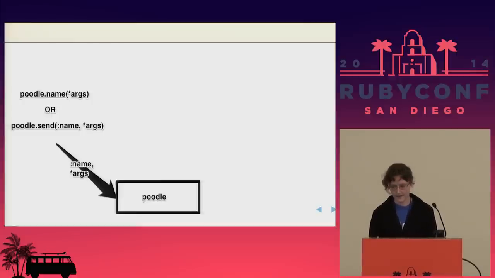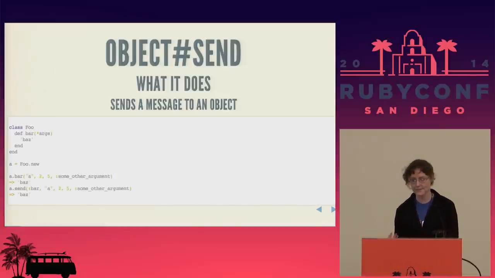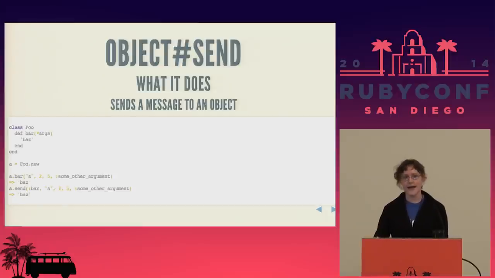But using Object#send makes this a little more explicit. a.bar and a.send(:bar) are semantically equivalent, but when you use send, you're making it really clear that what you're actually passing isn't a method name and also some arguments. It's a bag of arguments, the first of which just happens to be the method name, and which just happens to have also the requirement that it must be a symbol or a string.